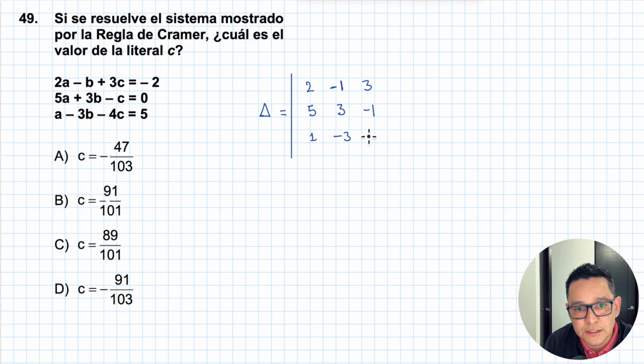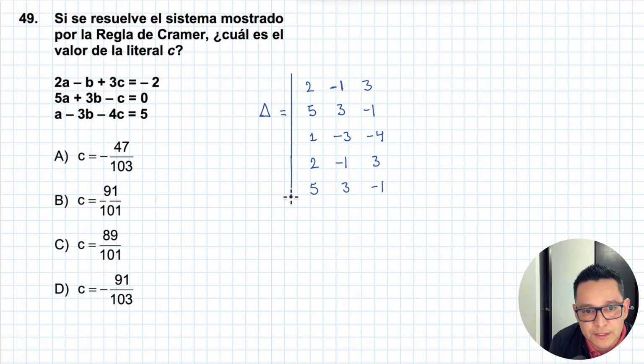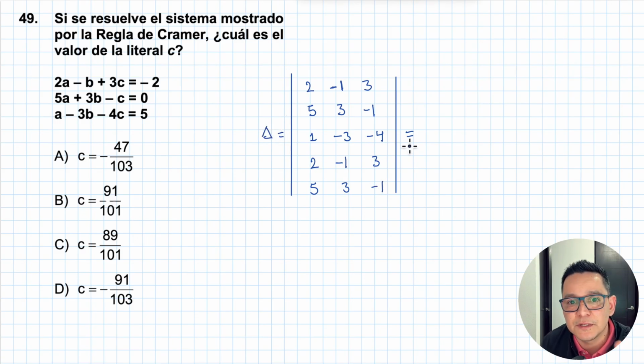1, -3, and -4. Now, we're going to repeat these first 2 rows, so let's go ahead and repeat them. 2, -1, and 3. I've already repeated the first one. Now I repeat the second one. 5, 3, and -1. Well, let me make the line a little longer, and here we're also going to draw a line. All right. Now, to be able to calculate the determinant, which ended up too high, right? Let me lower it a little. So this was delta.